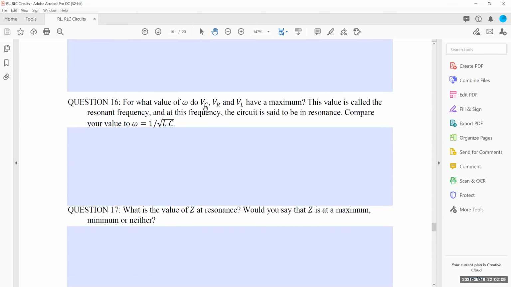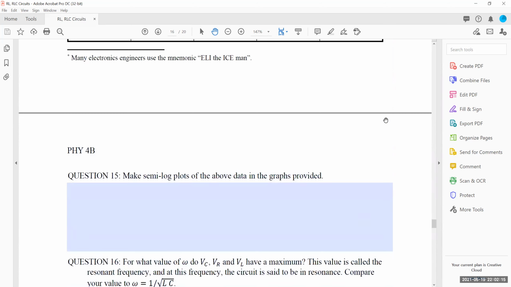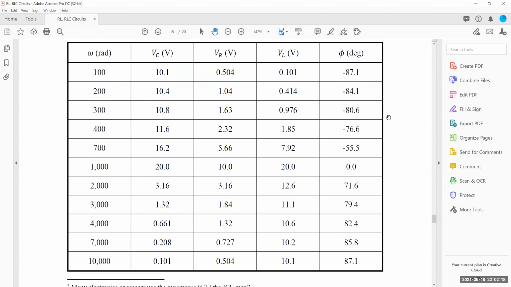And then for values of omega, do VC, VR, and VL have a maximum value? You will see from the plot, or actually from the data. Let's look at VC, for example. It's 10 volts, 10.4. It increased to 20 volts, and then it went down. So there is definitely a value around 1,000 where this number starts to become maximum for VC. How about VR? VR starts small, and then it becomes big in here, and then it goes back small again. So it looks like the same frequency gives the same high VR also. How about VL? VL goes from small values and then reaches 20 and then drops back a little, and that's it. Yes, there is the same frequency in here.